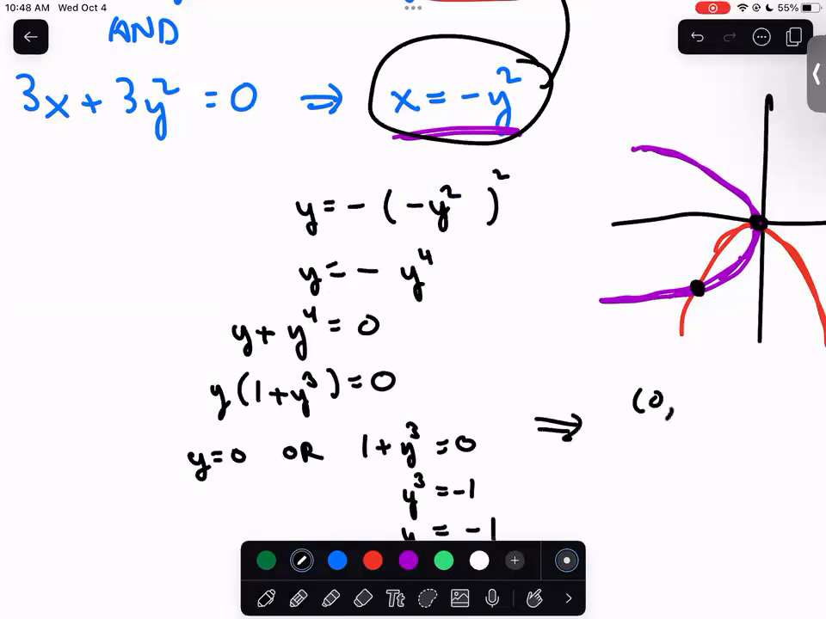And this would give us 0, 0. If I plug in y equals 0, I get x equals negative 0 squared, that's x equals 0. And then if I plug in y equals negative 1, well, negative 1 squared would be 1, but then there's that minus sign out in front. So that would be negative 1. So this would be negative 1 for x, negative 1 for y. So if I wanted a scaling, it'd be like that.